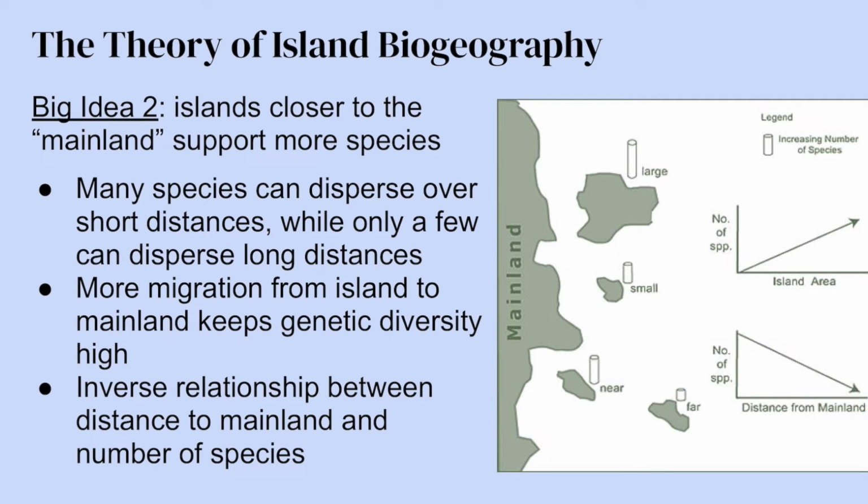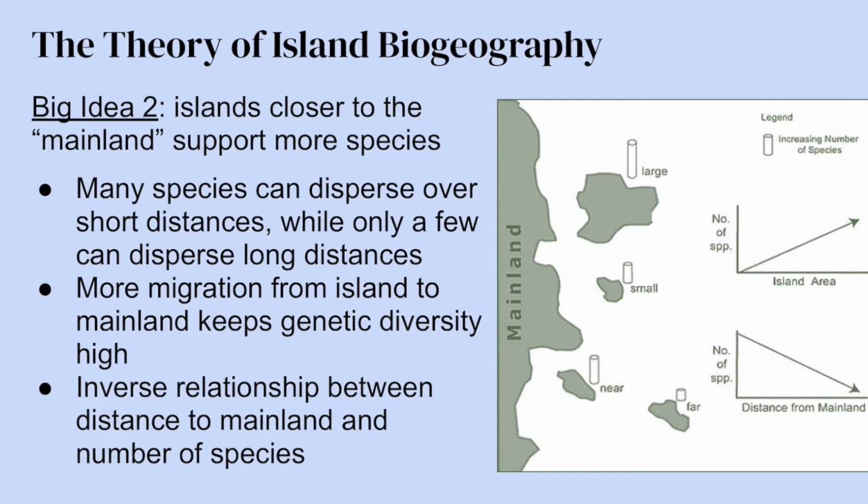Many species can disperse over short distances. Only a few kinds of species can disperse over really long distances. So if an island is closer to the mainland, it's more likely that species that can only disperse over a really short distance will actually make it to that island.